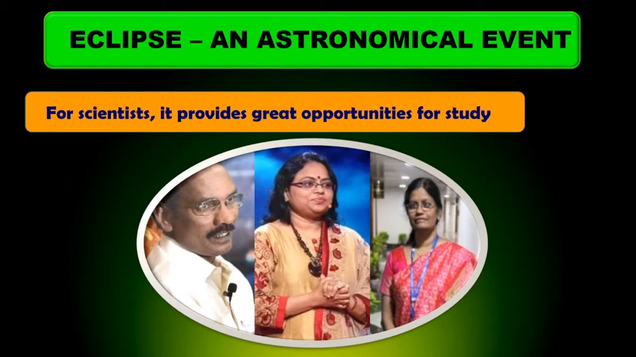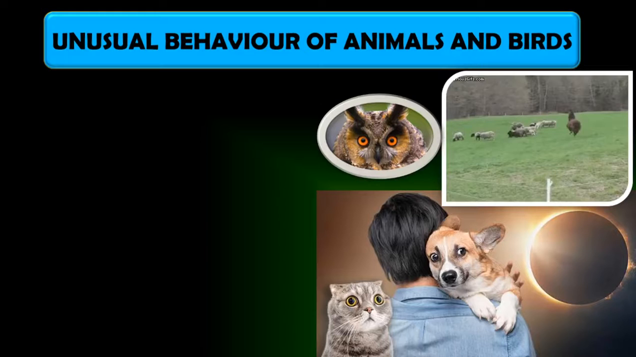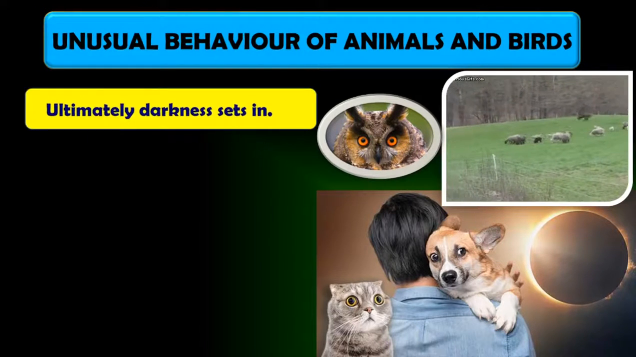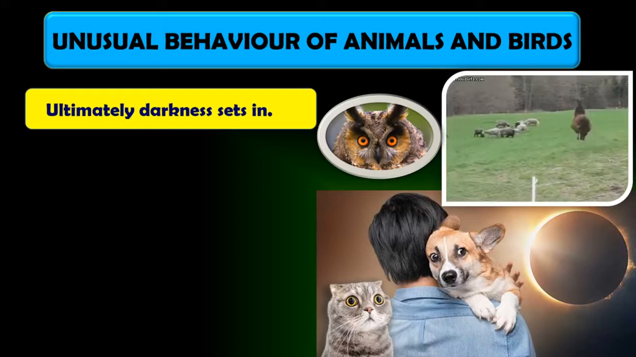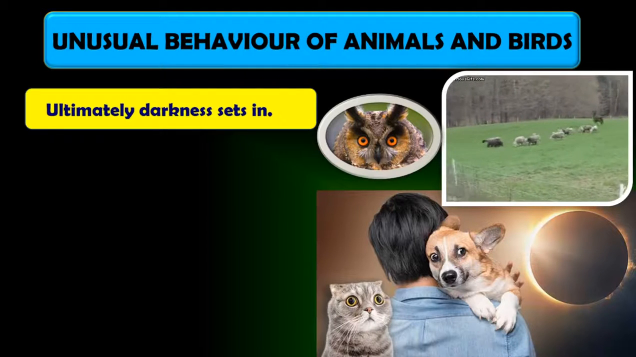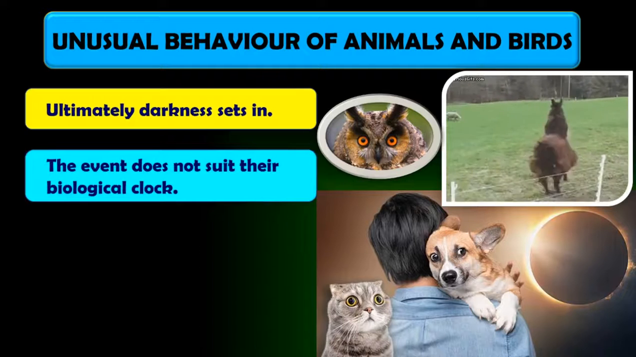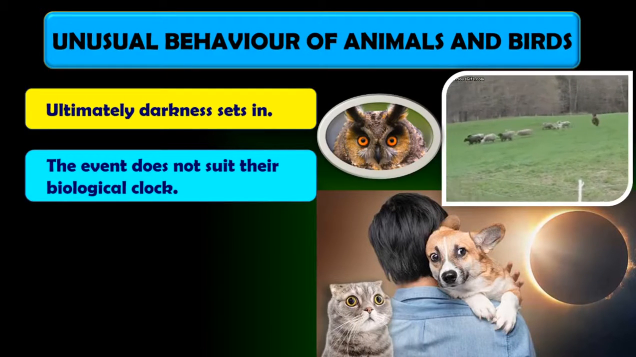Due to occurrence of eclipse, there is an unusual behavior of animals and birds. During the period of solar eclipse, a large number of birds and animals get confused due to untimely darkness that sets in. As this is an event that does not suit their biological clock, their response to the event is also unusual.